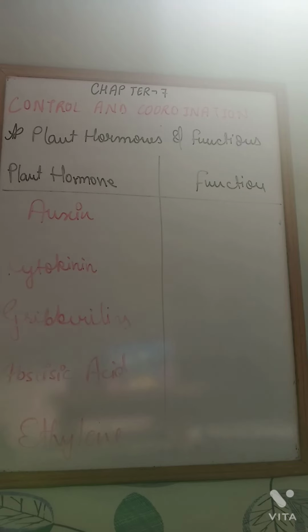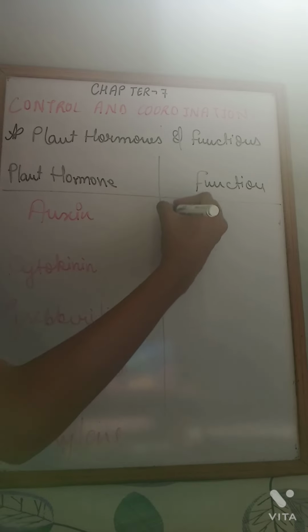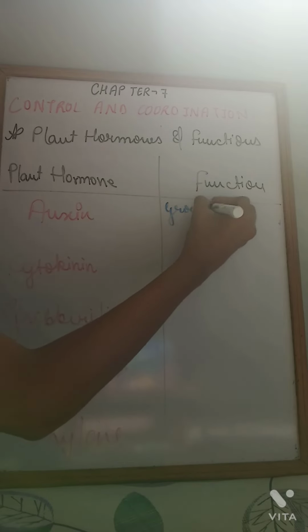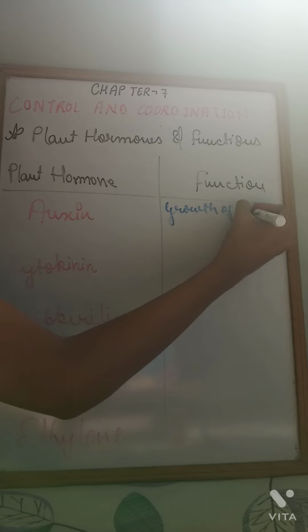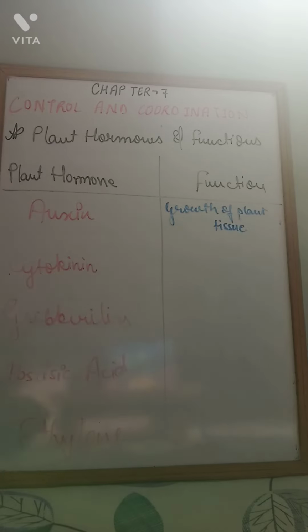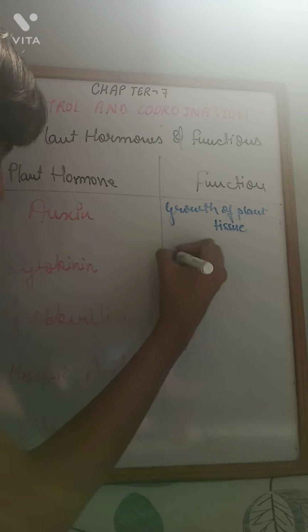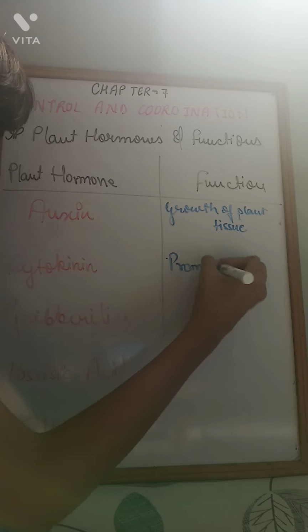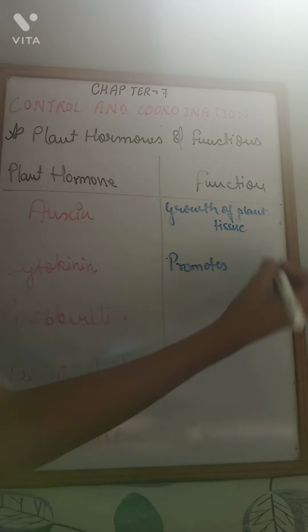Now let us understand the plant hormones and their functions. The first plant hormone is auxin. Auxin helps in the growth of plant tissue. Second comes cytokinin. It promotes cell division and delays aging of cells. The main function is to promote cell division.